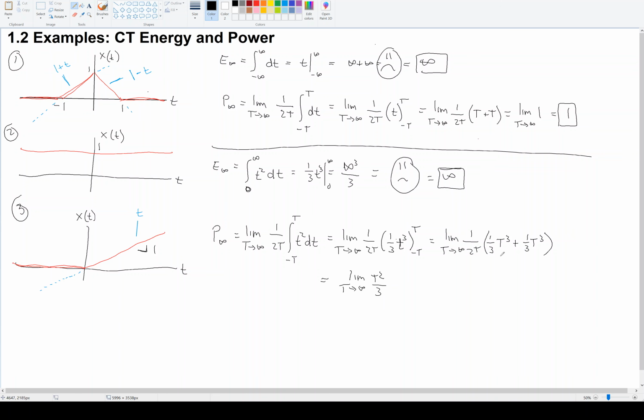Okay, and so everything's reduced here. So what is that limit? Well, T goes to infinity. So that limit is infinity. Oh, and I'm sad because I didn't get a number. And so this is that third class of signal where the energy over all time is infinite and the power averaged over all time is also infinite.